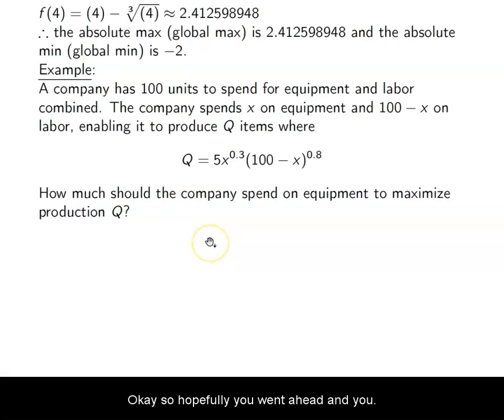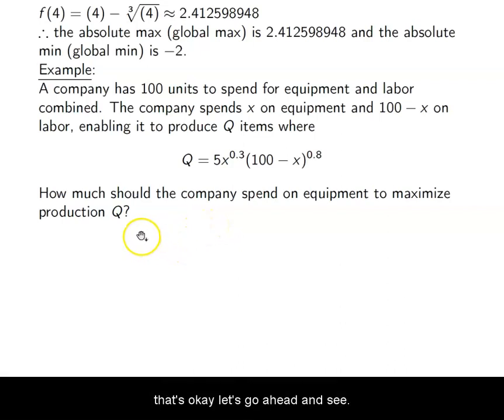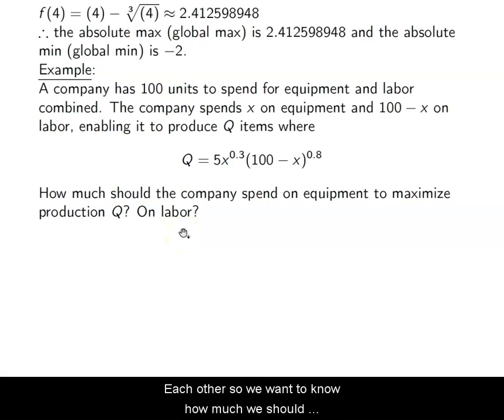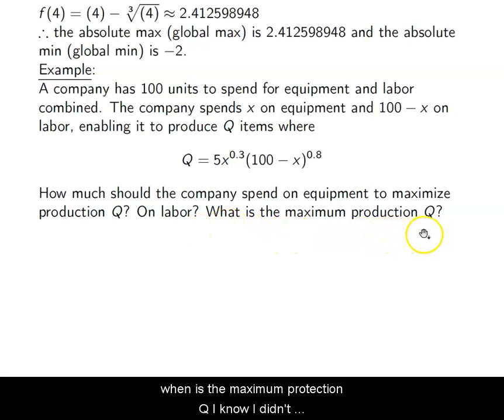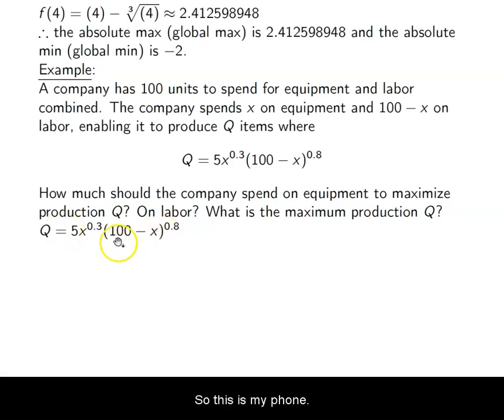Okay, so hopefully you went ahead and you worked on this at least a little bit, at least attempted it. If not, that's okay. So let's go ahead and see how we do this with each other. Okay, so we want to know how much we should spend to maximize our production on labor, and what is the maximum production Q. I know I didn't pose this question to you already, but as you work through this problem, you should be able to find these things anyways, right? This is what you're looking for. So this is my function Q, right?